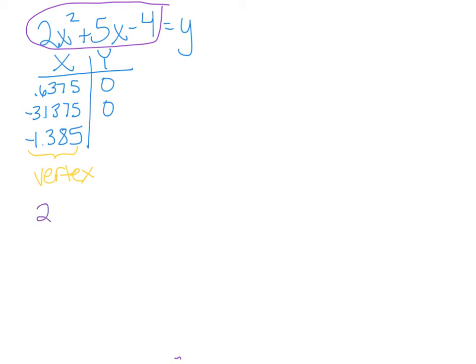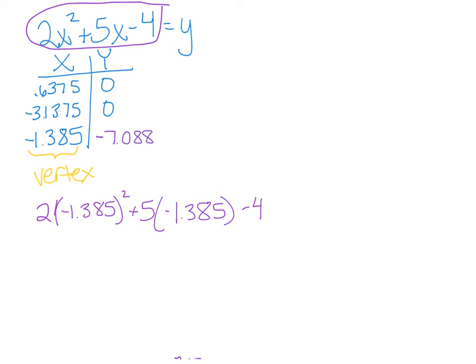So we've got 2 times negative 1.385 squared plus 5 times negative 1.385. Notice I'm using the whole number that I got so that I can be as accurate as possible, minus 4. Plug that whole thing into your calculator, and we get negative 7.088. Okay, we've got 1, 2, 3 points.